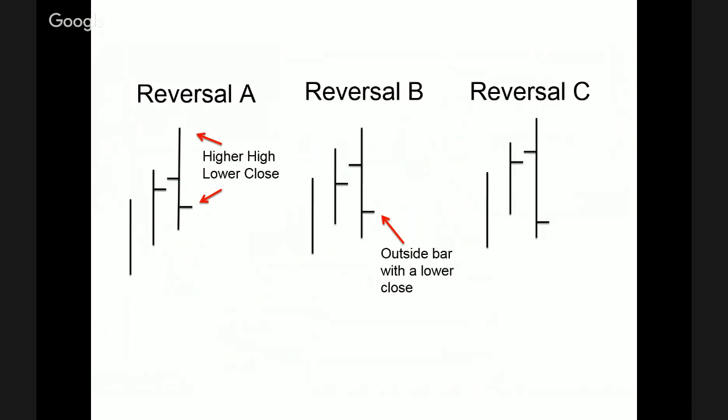Reversal B is an outside bar. So it's a bar with a lower low compared to the previous one. And it also has a higher high compared to the previous one. So that's an outside bar. And again, it has a lower close when compared to the previous one. And then the most restrictive reversal pattern is reversal C. Again, it's an outside bar, but this time we see a close which is below the low of the previous bar.